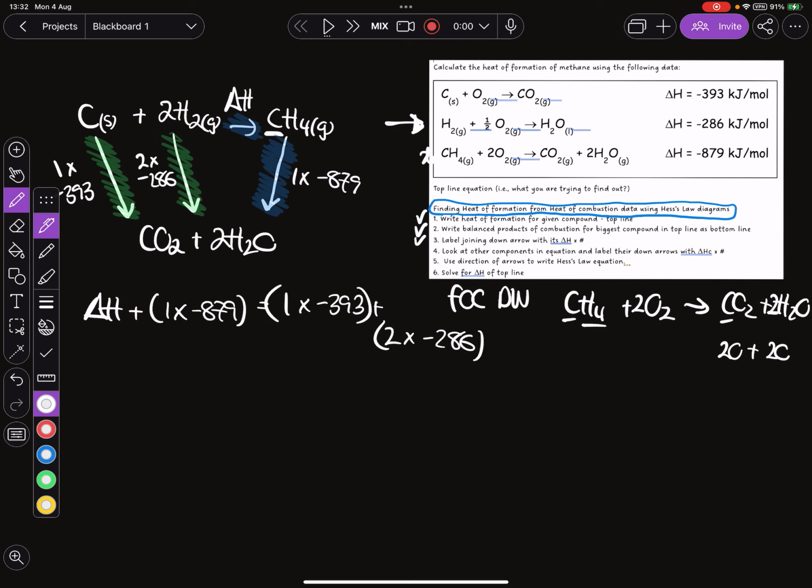Bracket them up. Now, we want to solve for delta H by itself, and just to make sure you're getting your signs right, normally I would say don't solve anything until you're at the end and you're just plugging it all into your calculator. But just to make sure you're getting the sign right, because you're going to want to move this to this other side, I would solve that bracket. So 1 by minus 879 plus by a minus is a minus. So it becomes minus 879. And again, we just repeat this.